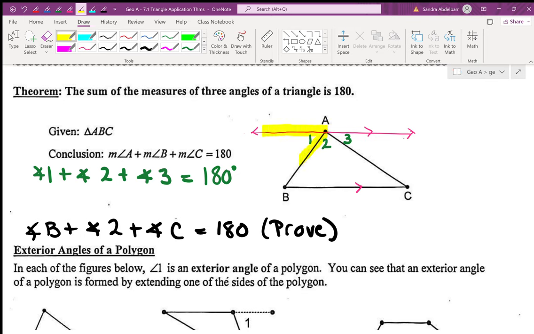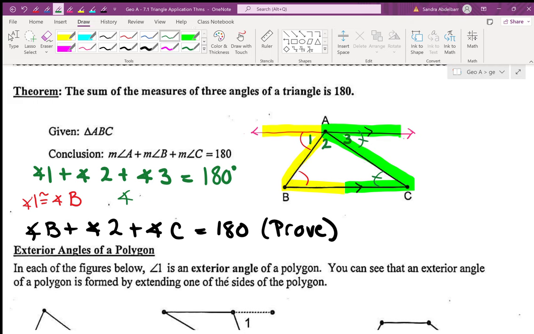Do you all see the Z? What does that mean, that angle 1 and angle B are what? Congruent because of the alternate interior angles. So we know angle 1 is congruent to angle B. Now we have a Z on the other side. Do you all see the Z? What does that mean? Angle 3 and angle C are congruent. So I know this to be a fact.